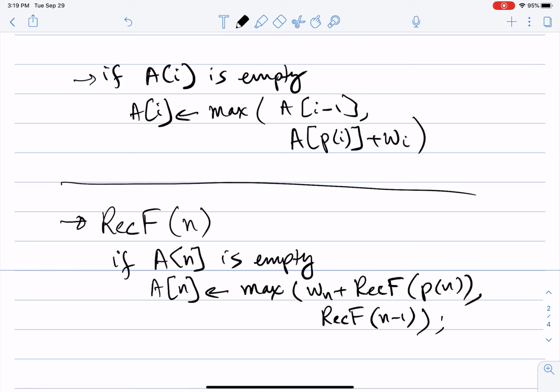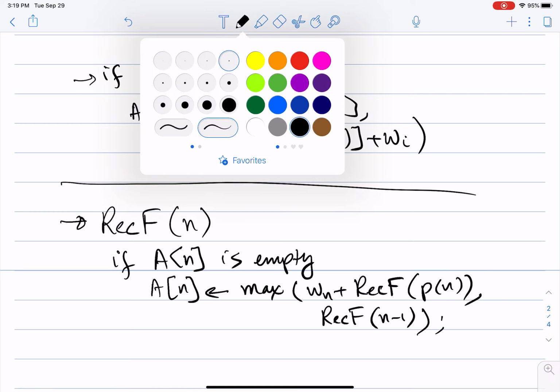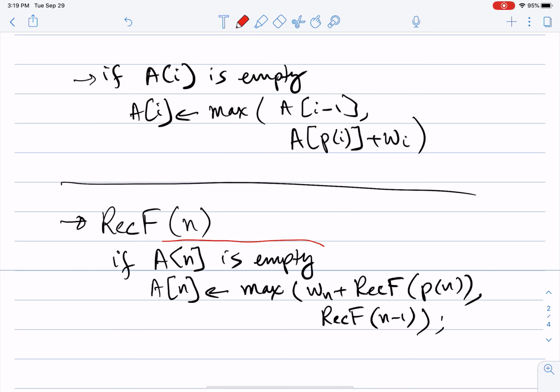So suppose we are going to compute it on n equal 20. It's going to go for 20 here and say if A of 20 is empty, then A of 20 is going to be the maximum of these two values. But look at this. This is the key issue here. If A of n is empty, then do the calculation. So when you call this function recursively the next time, if the values have been computed, they are not going to be computed again. Okay?